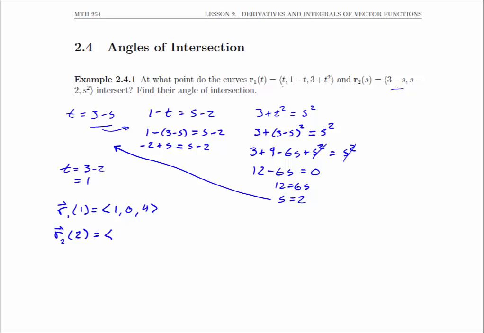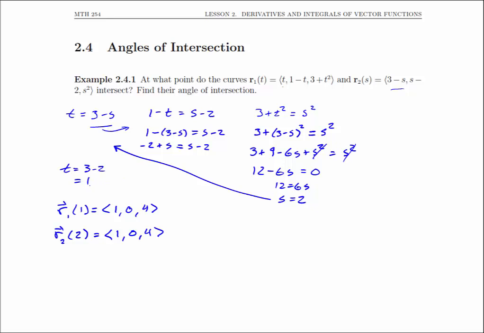So if I plug in 2 here, I got 1 for the x. If I plug in 2 here, 2 minus 2 is 0 again, and then 2 squared is 4. So yes, when t is 1 and s is 2, then both of these curves are at the point 1, 0, 4. How I like to think of the fact that t is different than s is that these intersect but at different points in time.